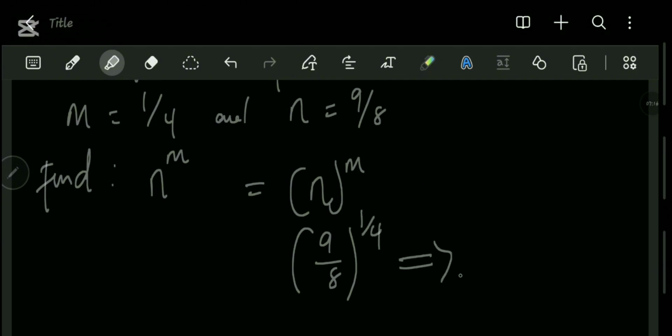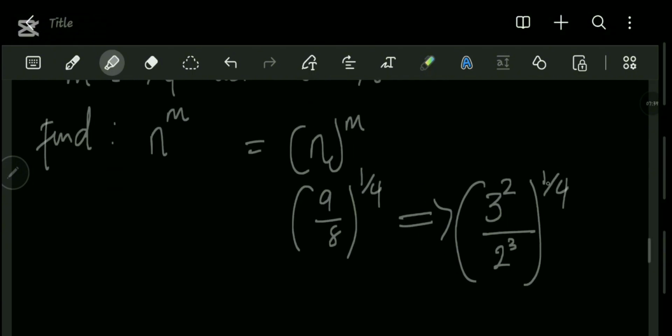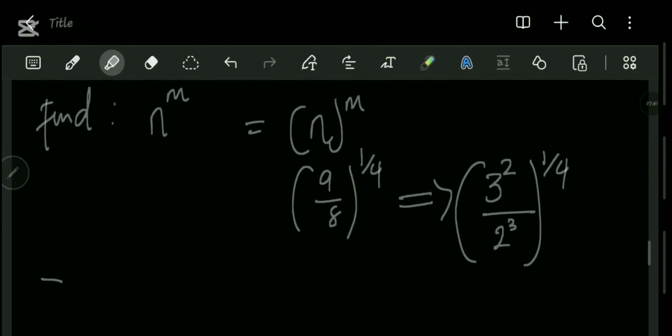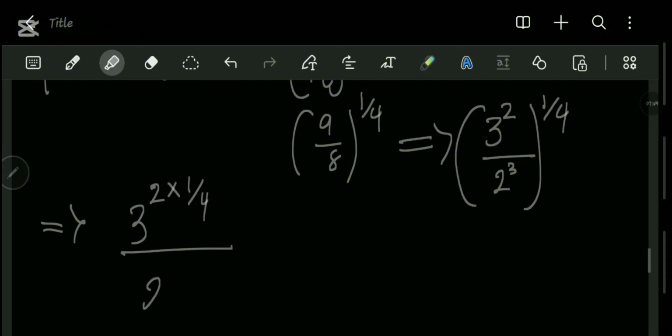So if you work on this part, you can split this. You can express both of them in their index powers, right? 9 now can be expressed as 3 to power 2. That's 3 times 3, right? And then 8 can be expressed as 2 to power 3. Then all of this raised to 1 over 4. So when you distribute the power for everything inside, you have 3 raised to 2 multiplied by 1 over 4 all over 2 raised to 3 multiplied by 1 over 4.